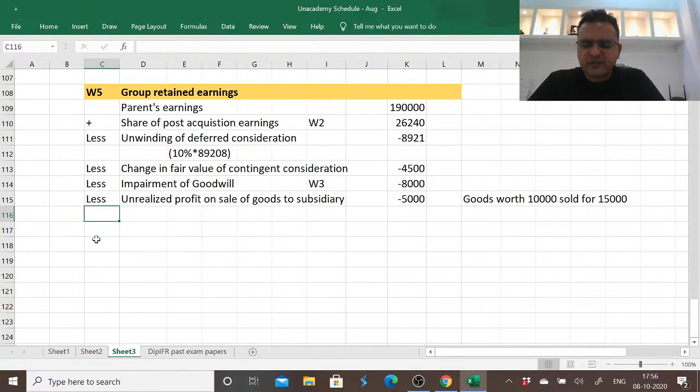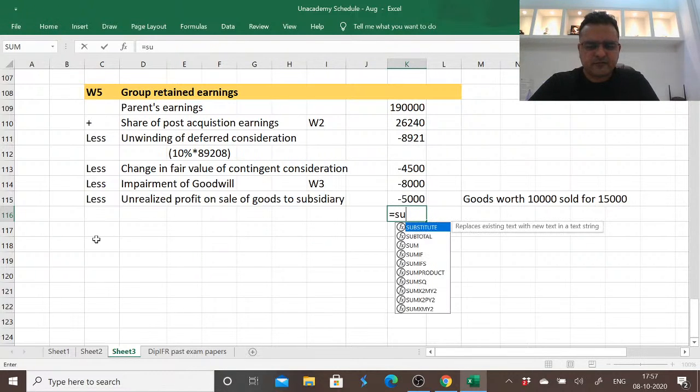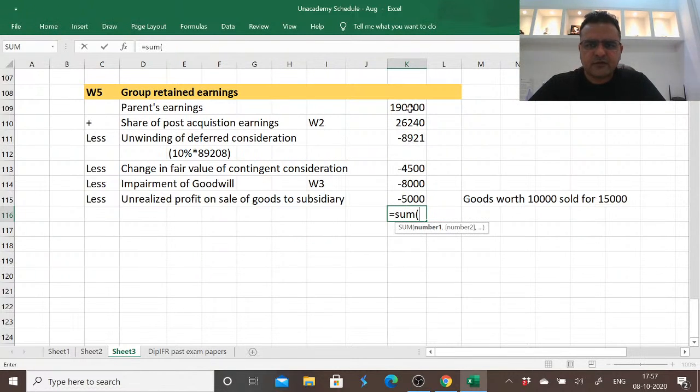So any other adjustment impacting the P&L of parent will be coming in here. So this is group retained earnings.